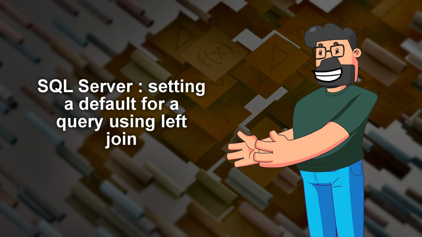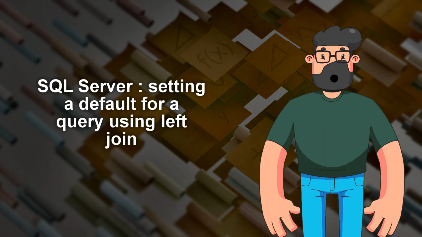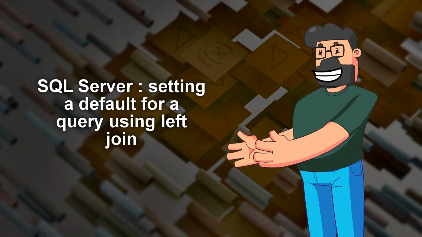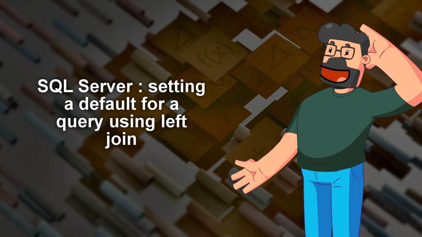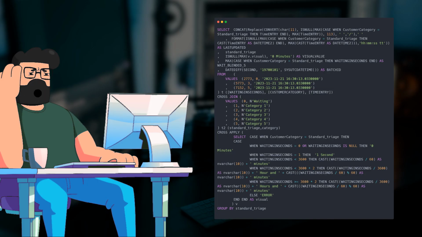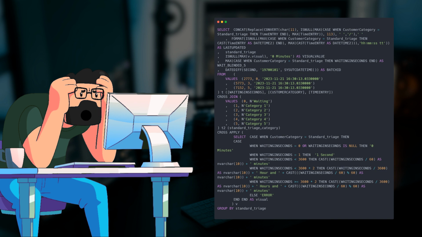The problem we're facing involves a table that displays customer wait times per category, which updates every 5 minutes. Sometimes, there may be categories with no customers waiting, and in those cases, we still want to show the time, even if it's null. Now, here comes the solution to our problem.